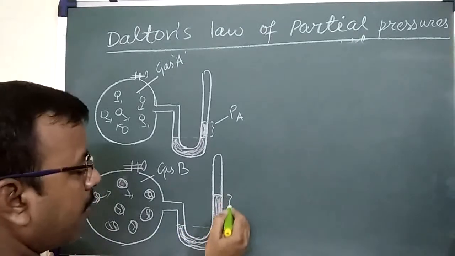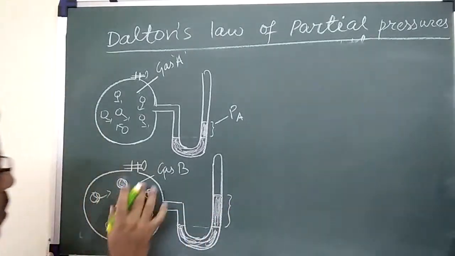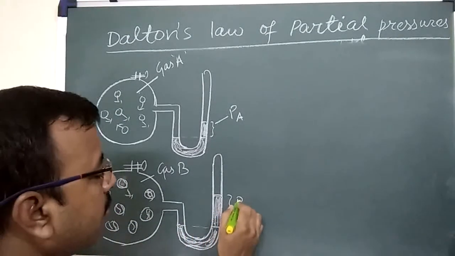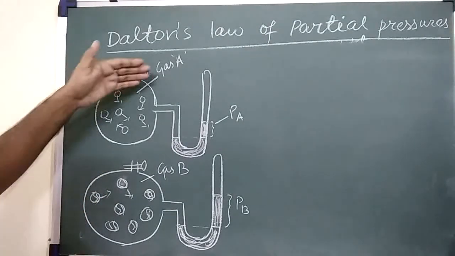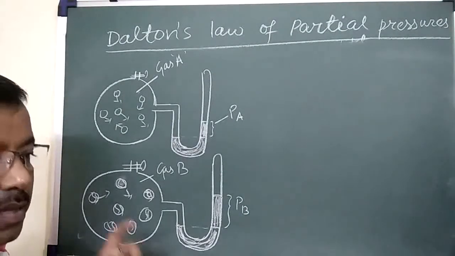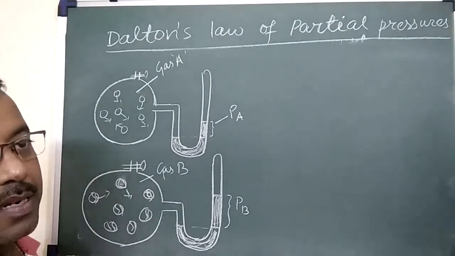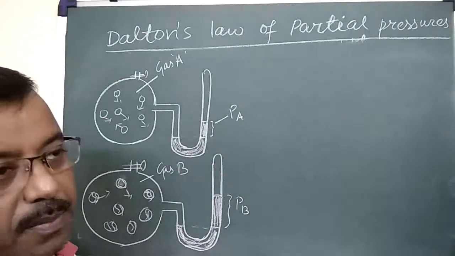So this difference in height of mercury indicates the partial pressure of B. Let this be PB. Now Dalton's law of partial pressure states that if you mix A and B, one more thing is there. One thing is left in the definition: the mixture of non-reactive gases, you must add in the definition.